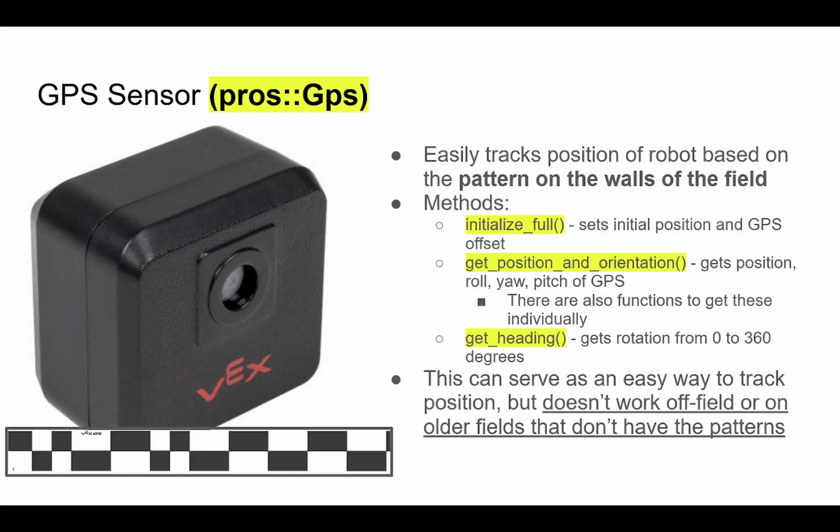There are also functions to get all of these things individually, which is useful if you only want to get one of those things at a time. One of these functions is get heading, which gets the rotation from 0 to 360 degrees. This can serve as an easy way to track position, but doesn't work off field or on older fields that don't actually have the patterns on the field. In most competitions, you are going to have these patterns on the walls, but it's something to keep in mind when you're designing your robot.